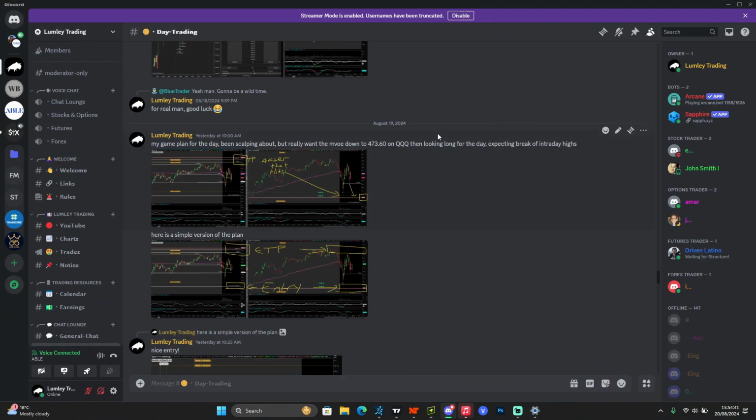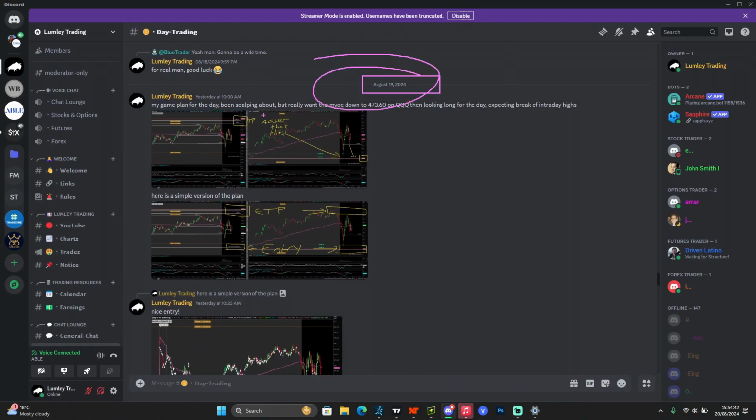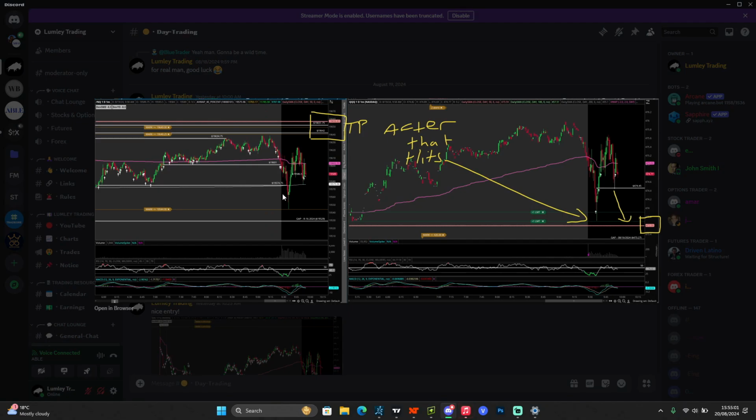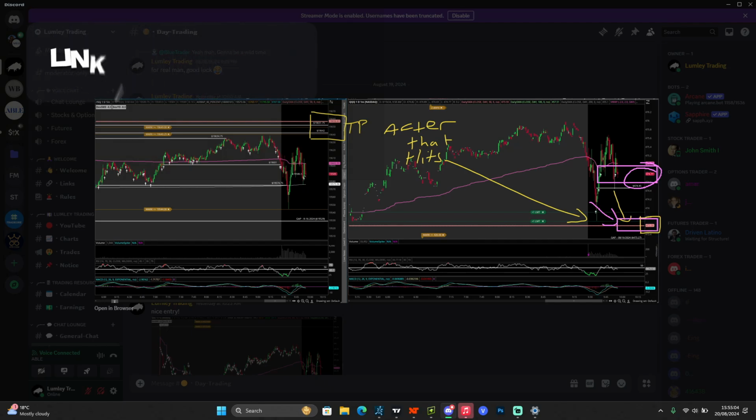So what you'll see again, 19th of August, this is all market time. At 10 a.m. market had opened. And you can see game plan for the day, been scalping about on the options, but what we really wanted to see is a move down to 47360 on the QQQs, then looking long for the day, expecting a break of at least intraday highs. So where was QQQs as we said this? QQQs was around this area here, and what we were targeting was this 50 SMA.